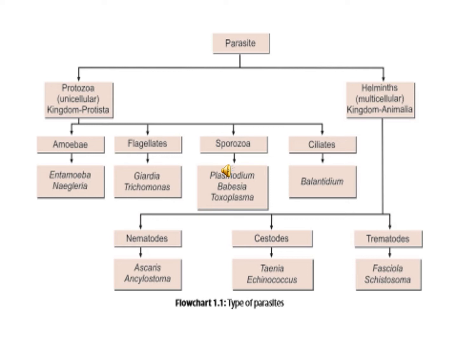Next are the helminths. There are three classes: nematodes, cestodes and trematodes, and these are the parasites which come under the class. So this is the classification of parasites.